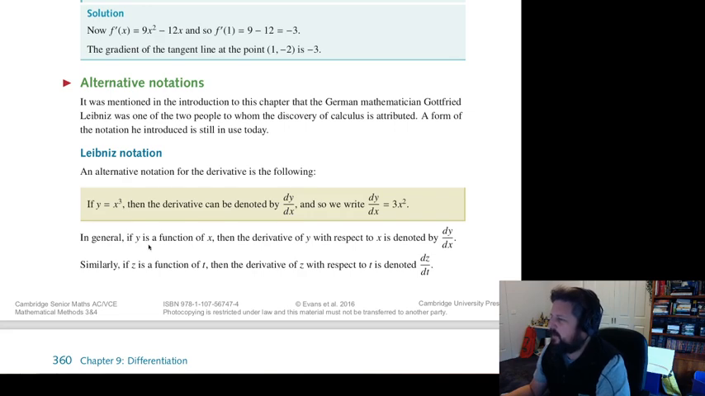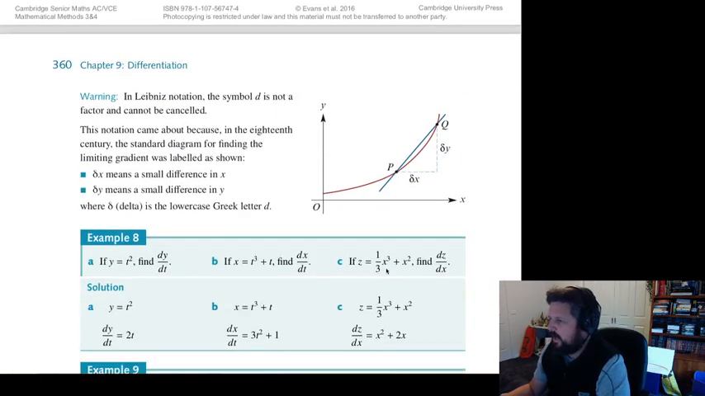So I'll repeat that again. If y is a function of x, then the derivative of y with respect to x is denoted by dy dx. They can use other letters and things like that. For example, here they've got dz dt. So it's saying if z is a function of t, then the derivative of z with respect to t would be written as dz dt. Cool.